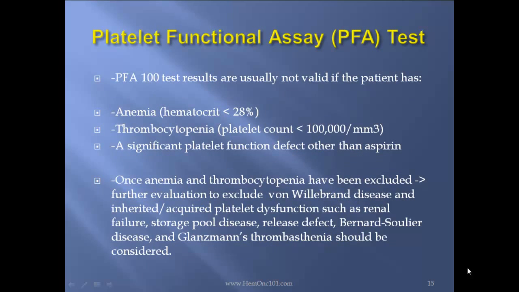The PFA test results are usually not valid if the patient has either anemia, thrombocytopenia, or a significant platelet function defect other than aspirin. Once anemia and thrombocytopenia have been excluded, further evaluation to exclude von Willebrand disease and inherited or acquired platelet dysfunction, such as renal failure, storage pool disease, release defect, Bernard-Soulier, and Glanzmann's, should be considered.